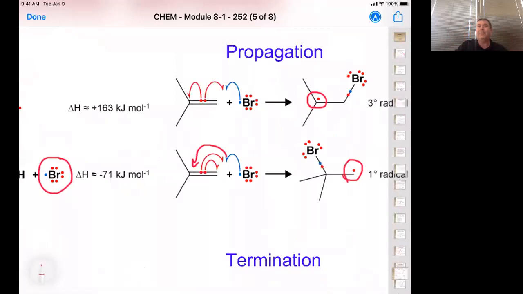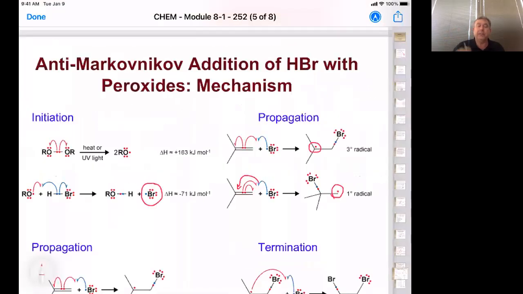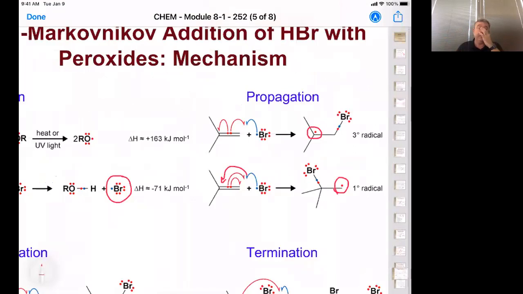A tertiary radical is more stable than a secondary radical, and it's more stable than a primary radical because of hyperconjugation, just like carbocations. I think I said it was backwards, but it's not. It's the same as carbocations. Okay, so if we form this intermediate here, this is going to be the more stable tertiary radical. This is going to be the less stable radical.